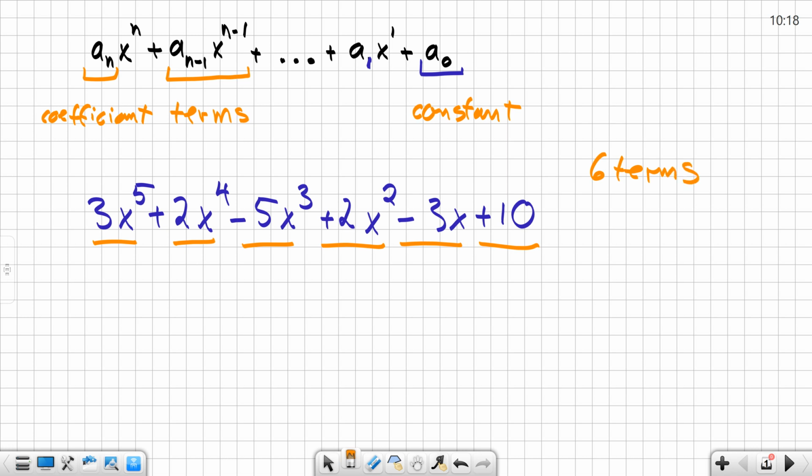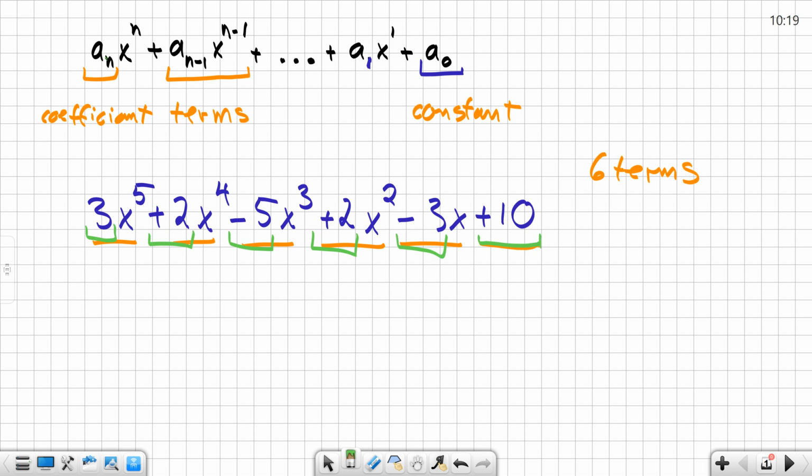Now, what about coefficients? Coefficients are just the numbers that are in front of your x variables. So in other words, right here, there is a coefficient, a positive 3, a positive 2, a negative 5, a positive 2 again, a negative 3, and the last one is our constant, 10.